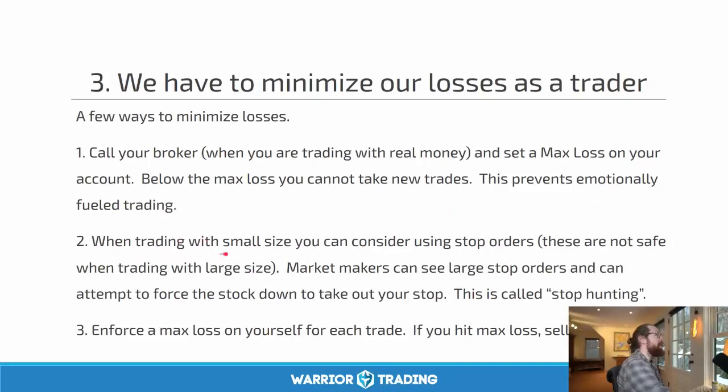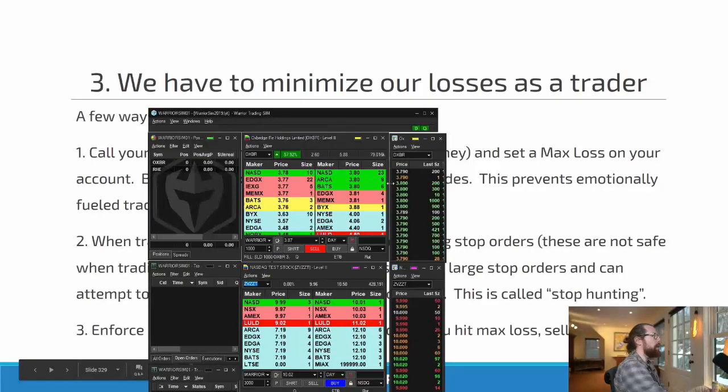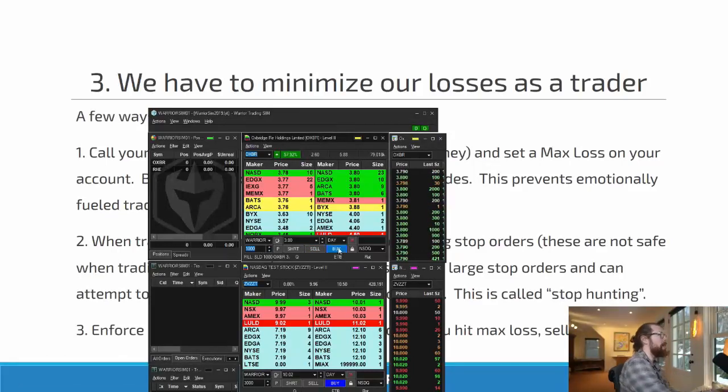Number 2, when trading with small size, you can consider using stop orders. As I've said, they're not safer with larger size because of stop hunting. Market makers can see those large stop orders and can attempt to force the stock down to take out your stop. It's called stop hunting. So while it's true that I could take a position on something like OXBR here of 10,000 shares or whatever at 80 and then set a stop on it at 75, I wouldn't want to do that with large share size. It's fine to do here with maybe 1,000 shares. It definitely controls and minimizes my downside risk, but with real money, I wouldn't do that with big size.